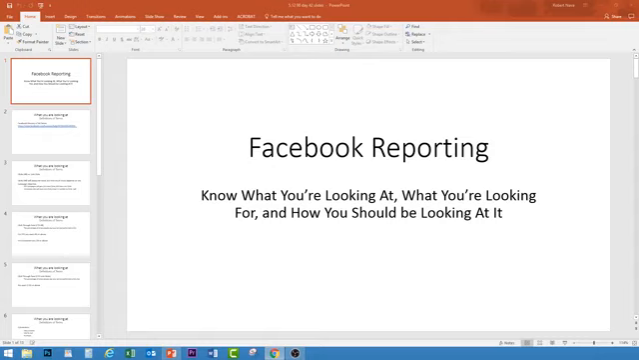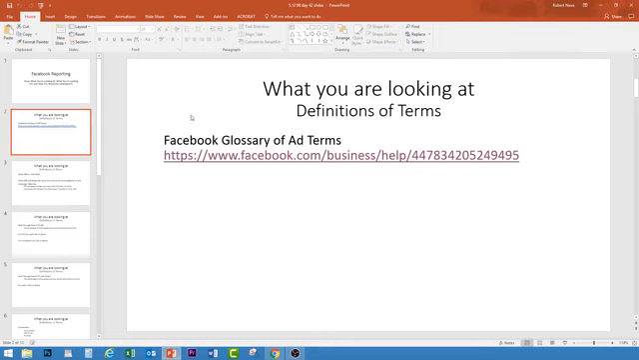Before actually jumping in, I was waiting to see if more people would come in, but it's already 2:08, so let's just go ahead and jump into the next slide. We're talking about Facebook reporting. The first thing we're going to look at is to know what you're looking for. So let's talk about some of these definitions.